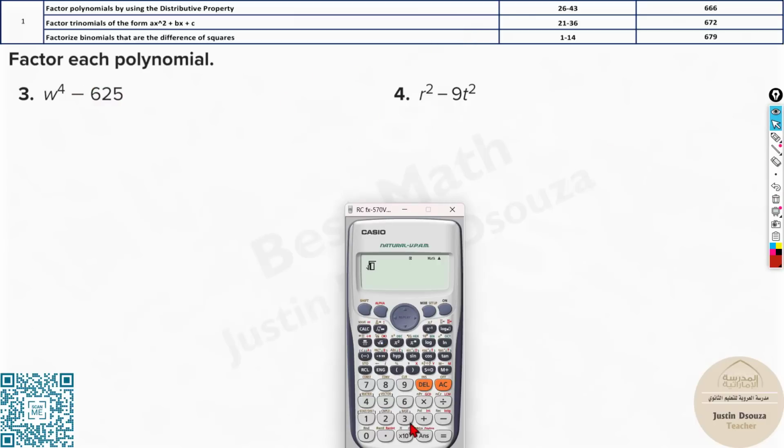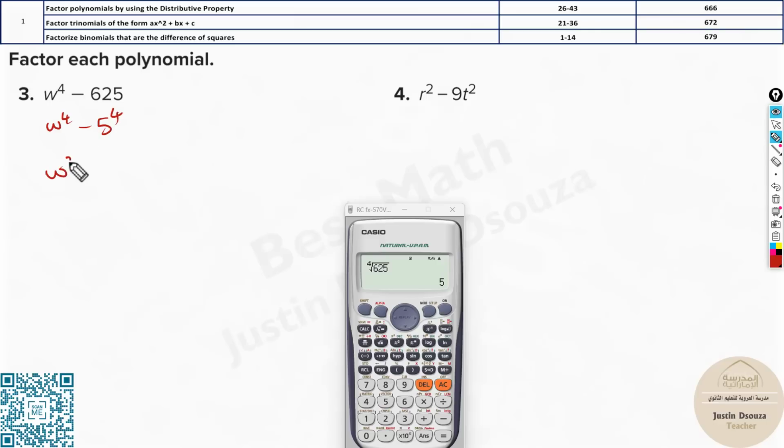Now one way would be just taking the square root of 625, that's 25. Or you can even take the root of power 4, so that is shift and this symbol right over here, 4, because it's power 4, right? 625, that'll give you 5. So one way would be writing it like this. I'll do both the methods, okay? It's up to you to choose which you want. One is directly like this.